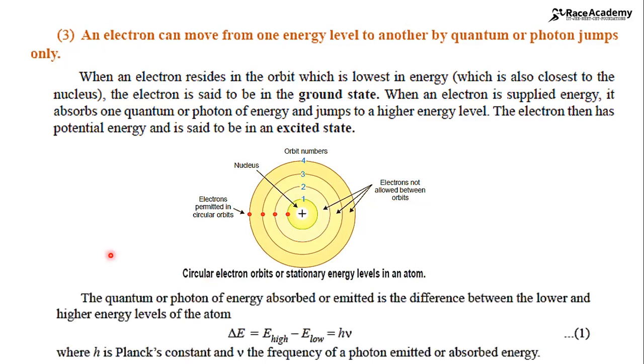Now the quantum or photon of energy absorbed or emitted is the difference between the lower and higher energy levels of the atom. That is, delta E equals E higher minus E lower, equals h nu, assuming this is equation 1. Here h is Planck's constant and nu is the frequency of the photon emitted or absorbed.